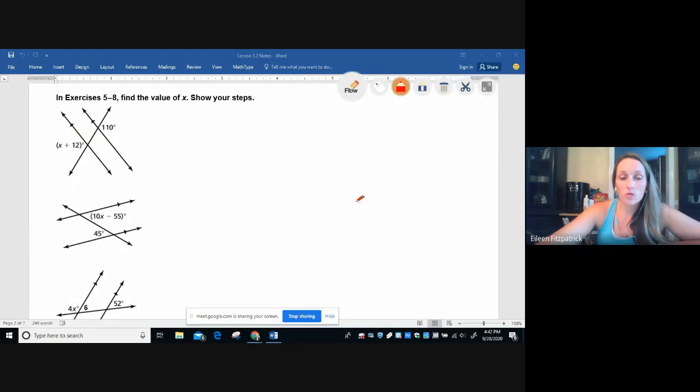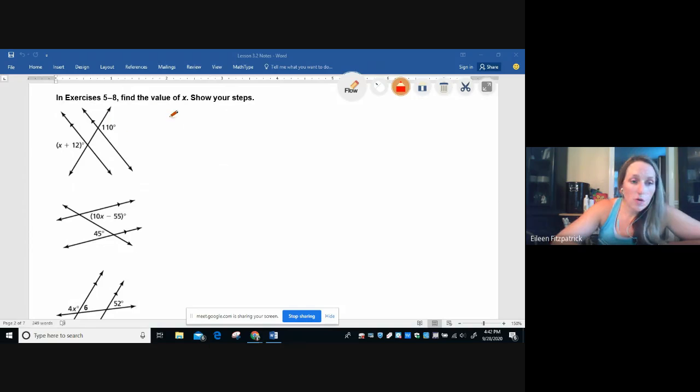So as soon as I know the lines are parallel, I'm thinking about all those angle relationships. Alternate interior angles are congruent. Corresponding angles are congruent. Alternate exterior angles are congruent. Same side interior angles are supplementary. I know vertical angles are congruent. All that should be floating around in your head.